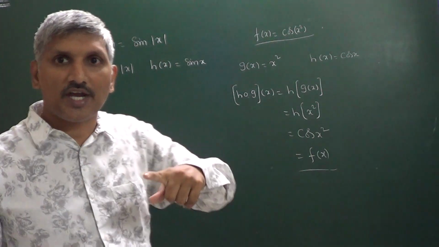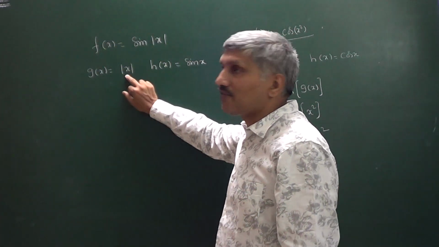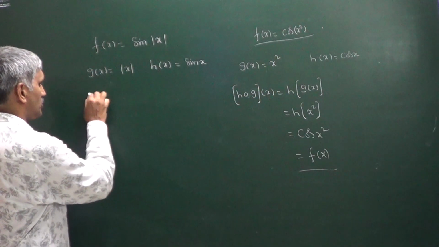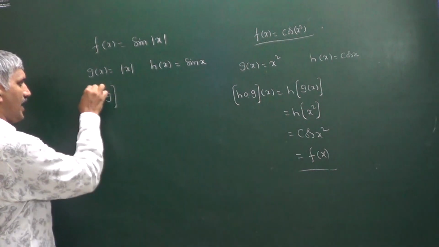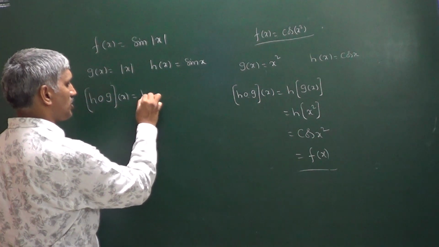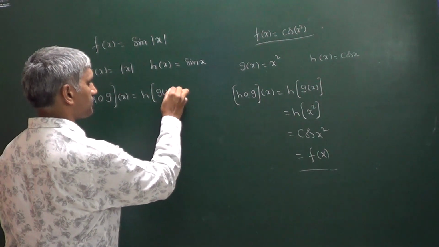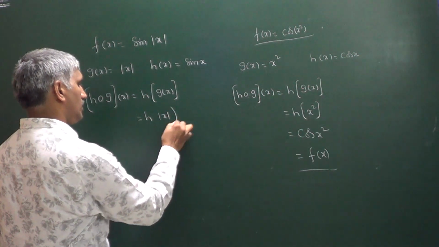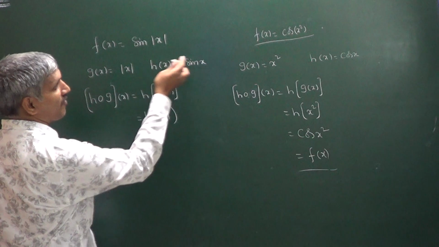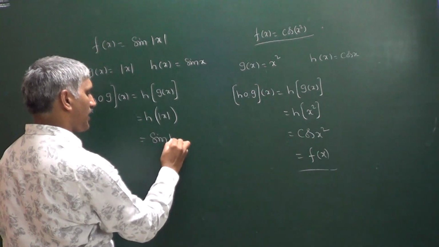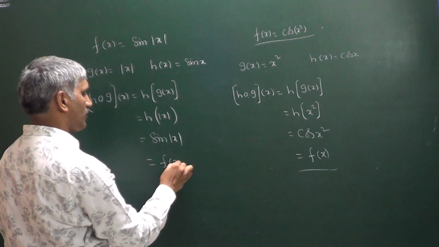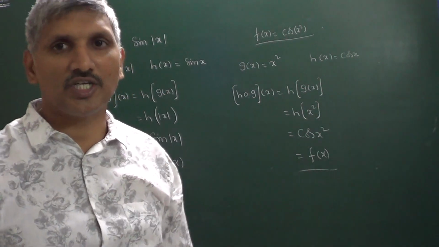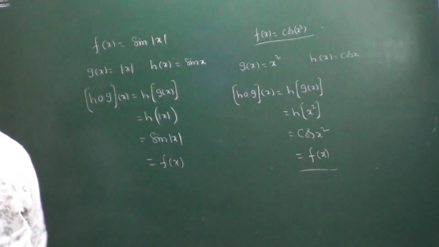h of x is equal to sin x is everywhere continuous, and g of x is equal to mod x is also everywhere continuous. Therefore, their composition, come on, tell me what is their composition? h circle g of x is nothing but h of g of x. So that is nothing but h of, what is g of x? Mod x. Now what we can write? h of mod x means we have to write sin of mod x, which is nothing but the given function f of x, right? So these two functions are everywhere continuous, no doubt, then their composition is also continuous everywhere.